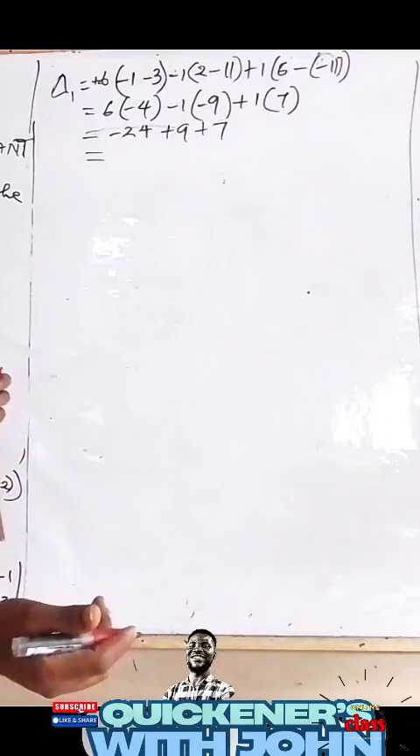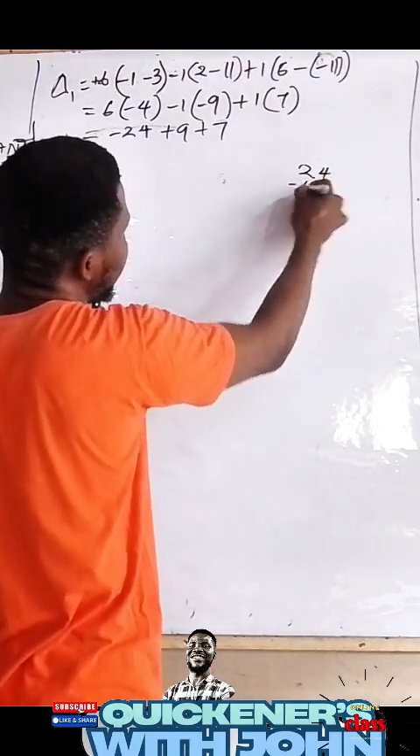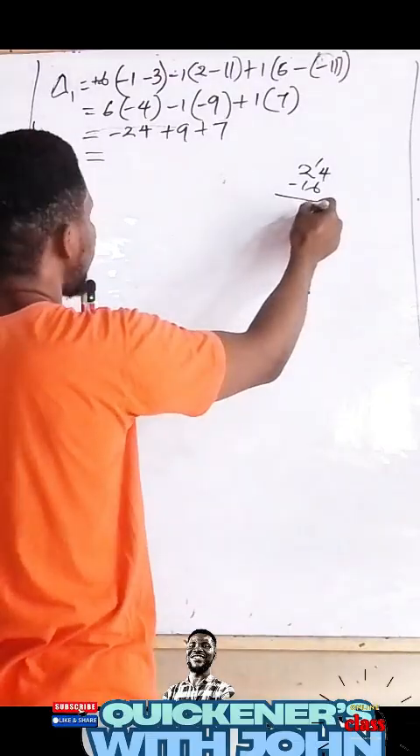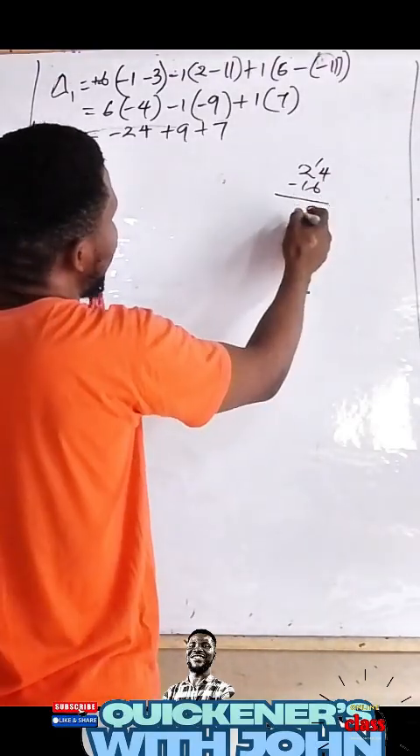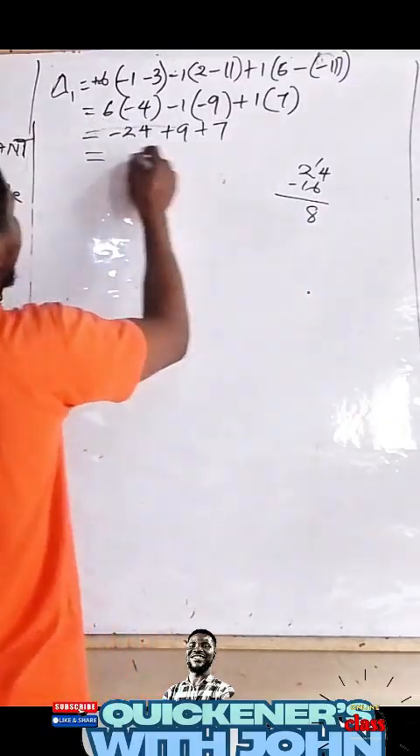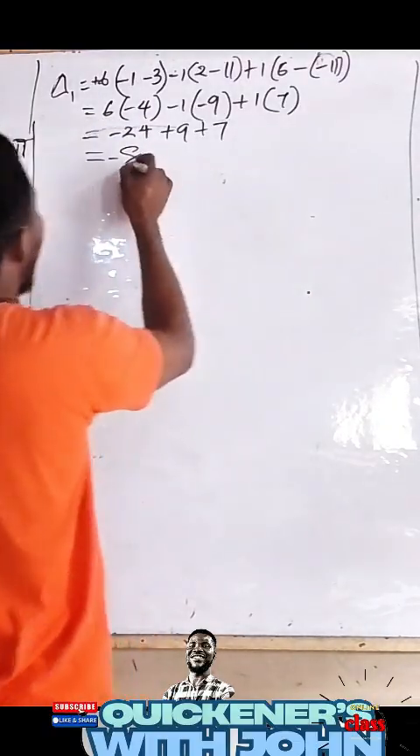Plus 16, right? So minus 24 plus 16, so that's 24 minus 16. What do you have? That should be 8, right? So our answer is minus 8. Okay? So our answer here is minus 8.